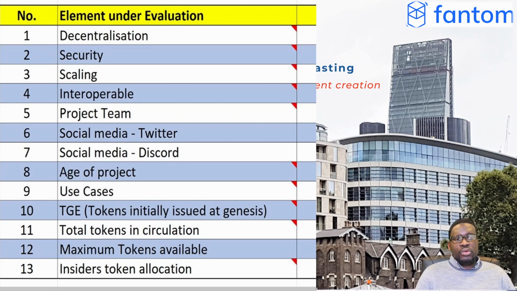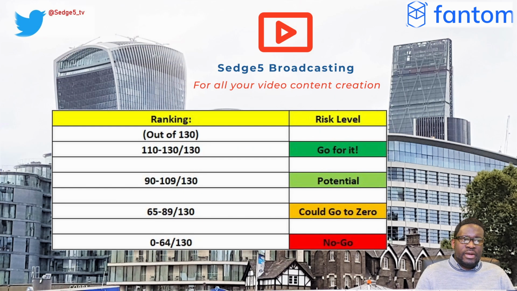Once we've allocated scores to all the 13 elements, we then aggregate the scores, get a total, and it is that total that we classify under the following risk categories. Because mind you, the whole objective of performing this exercise is to establish the level of risk involved with investing in Fantom. The least risk category, we call that go for it category, and the project will have scored 110 to 130 points out of 130.